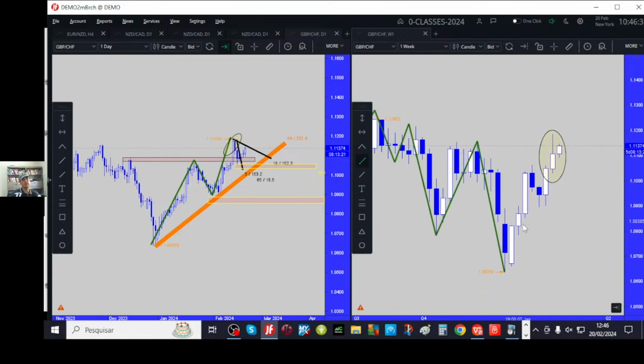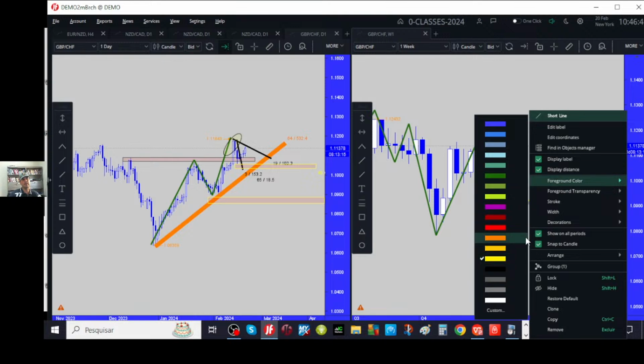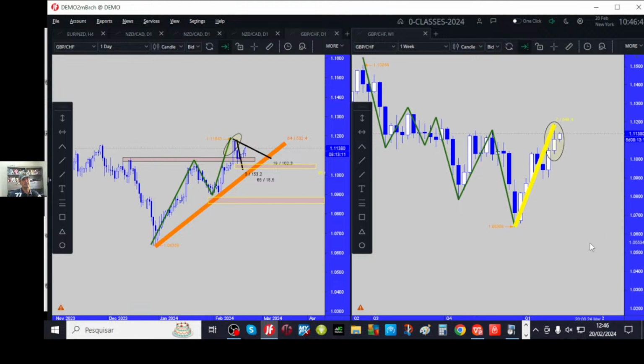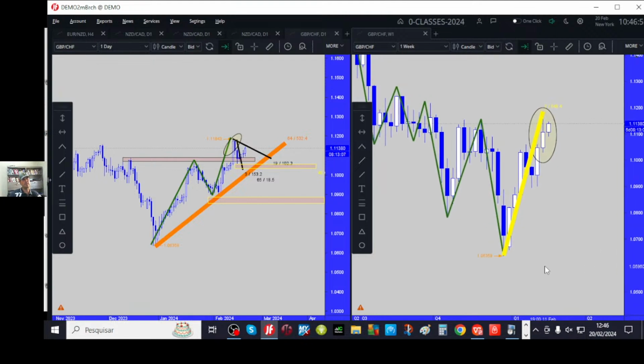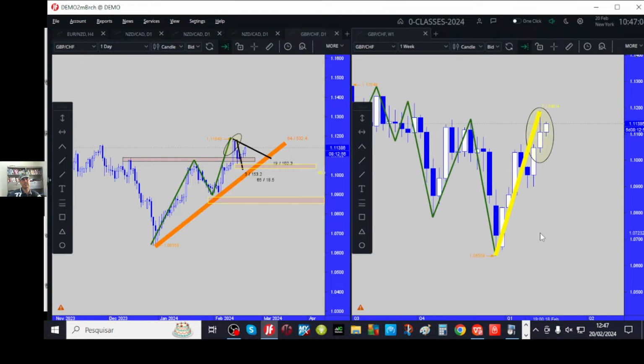Didn't the market make a higher high? Isn't this the first up extension leg? Everybody? Isn't this the first up extension leg? And this market, it's an absolute must.